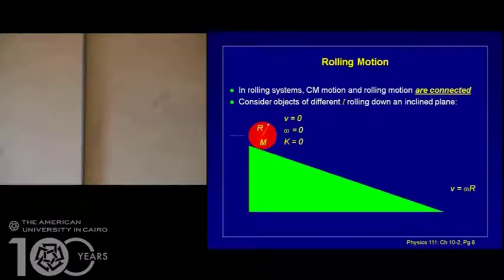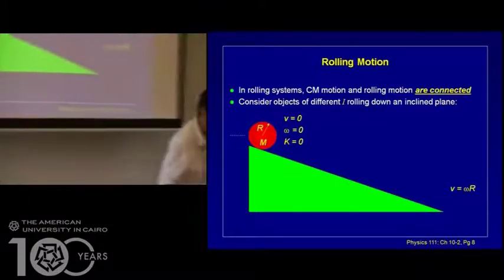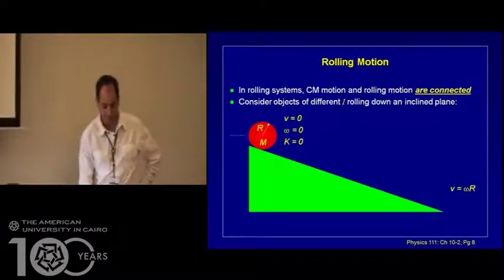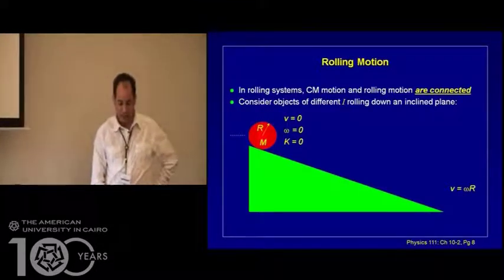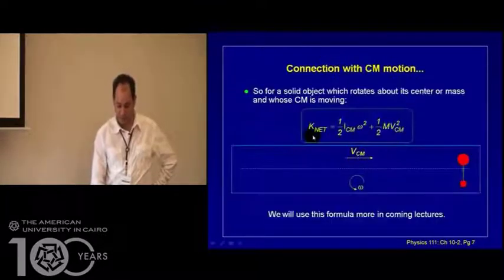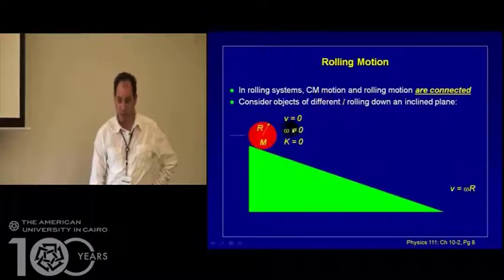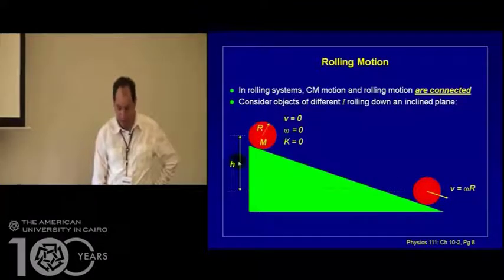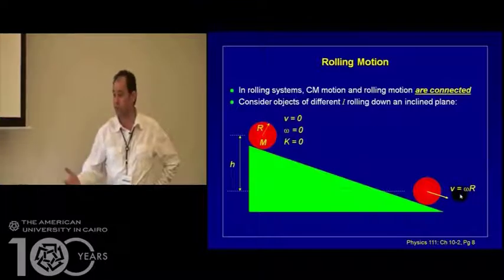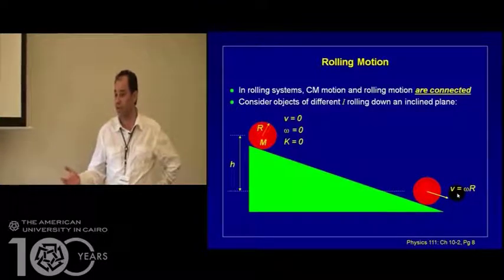So now, let's look at this. We have an object that's going to roll, a sphere. That object is going to roll down in here, and we need to find the velocity at the end. It starts from initial velocity equal to 0. Of course, omega will equal 0 in that case, and the kinetic energy will equal 0 as well. At the end, after it goes down a height h, the velocity will equal omega r. This is what we know, the relation between linear velocity and angular velocity.